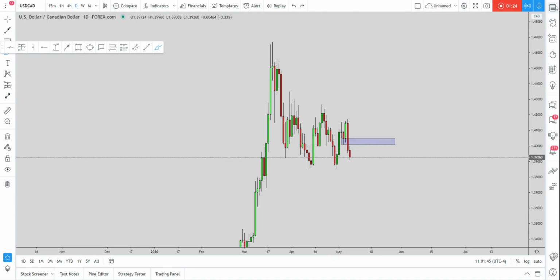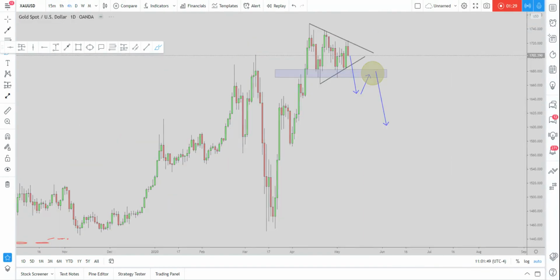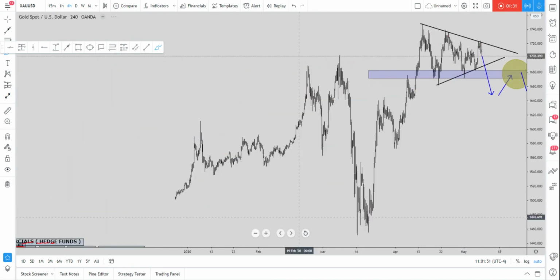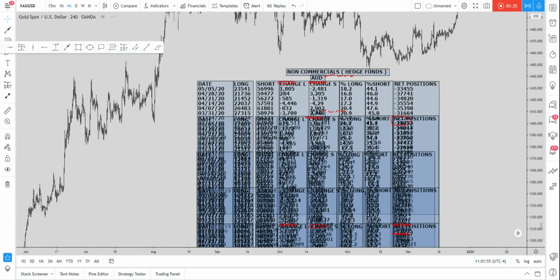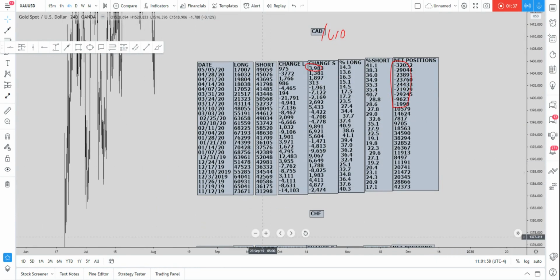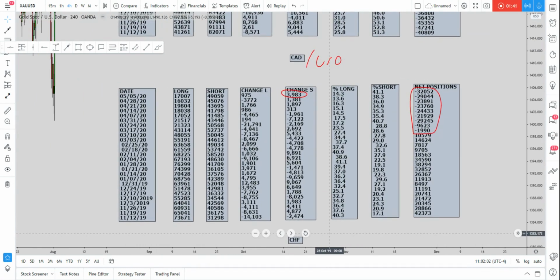Now, if we go and see what the situation is from a COT perspective, basically what hedge funds are doing at the moment on the CAD. Why is it interesting to see what they're doing? Because they are the biggest speculators in the market. The non-commercials are the biggest speculators in the market. So it helps to understand what they're doing if we look at their orders.